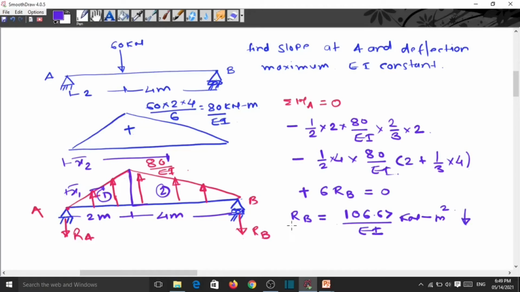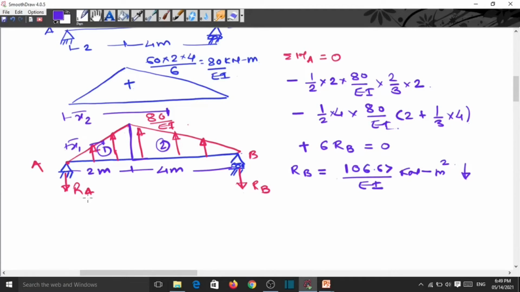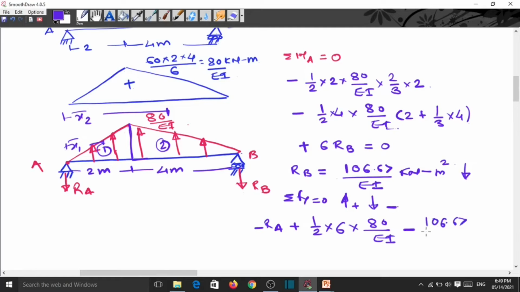Then apply the sigma Fy condition here. So this we are considering sigma Fy is equal to 0. So vertically upward is a plus and vertically downward is the minus. So this RA is a minus, so minus RA. Then this total load is upward, so plus that load is 1/2 total base is a 6 into height is 80 by EI. Then again this reaction is downwards, that is minus, and the reaction is 106.67 divided by EI is equal to 0.